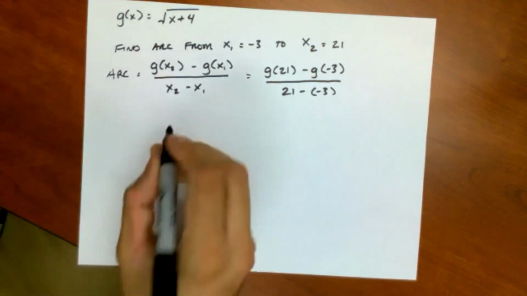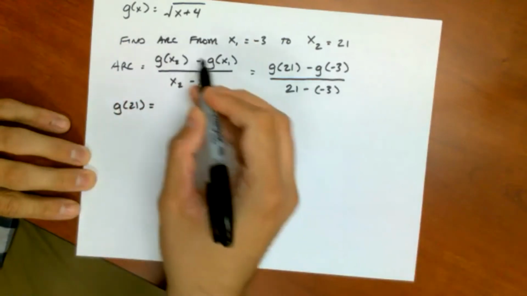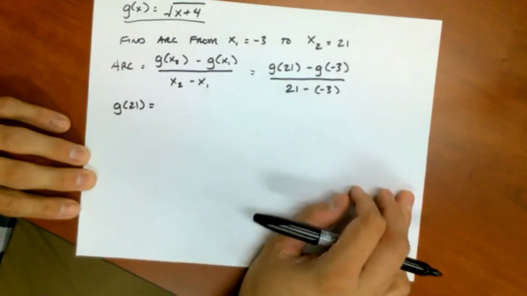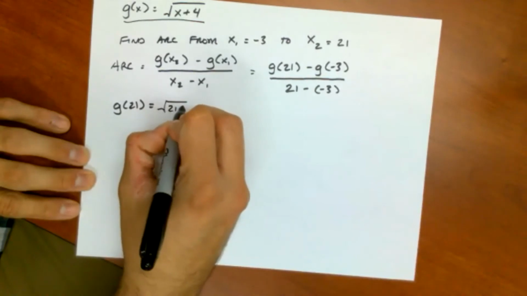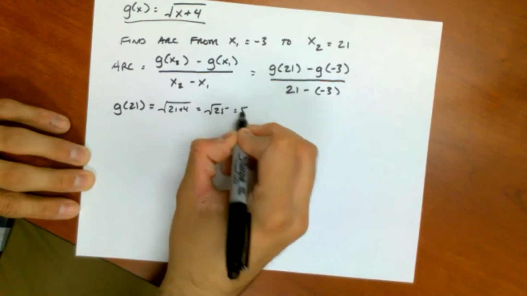Okay, so now I've got to find g of 21, g of -3, right? G of 21, I've got to go back to my equation. So it's going to be the square root of 21 plus 4. So that's just the square root of 25. That just winds up being 5.